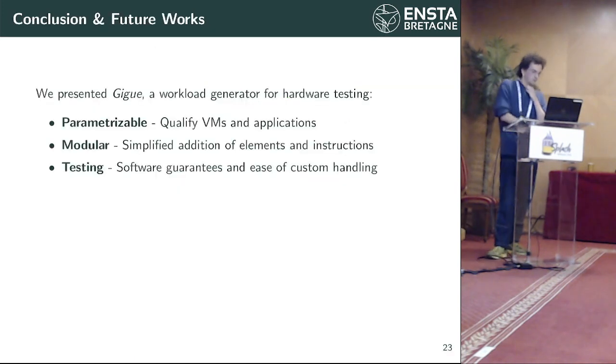So, as a conclusion, I presented Gigue, which is a workload generator for hardware testing. I believe that it's parameterizable to qualify VMs and applications. It's modular, so we simplified the addition of elements and instructions and provided a way to test your custom instruction before adding them in the actual hardware.